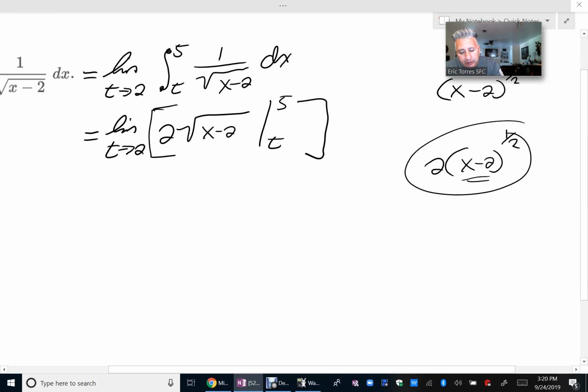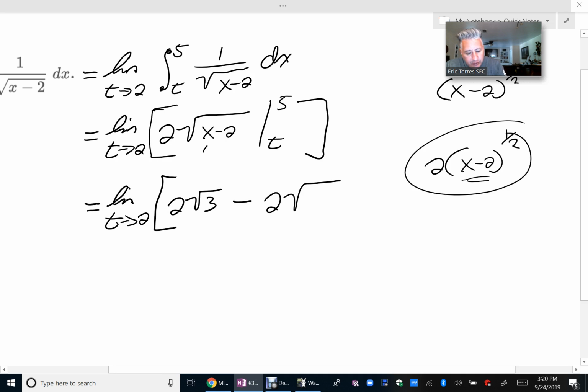Okay, I'll go ahead and plug those in. Plugging in 5 first, so let's see, 5 minus 3, I'm sorry, 5 minus 2 is 3, so I have 2 square root 3 minus 2 square root t minus 2. Okay, easy to take the limit of the first. It's simply going to be 2 square root 3 minus the limit of the back.